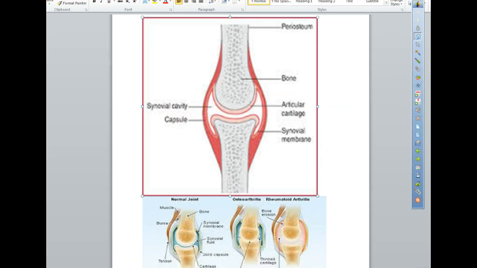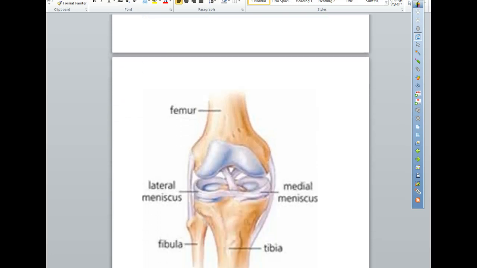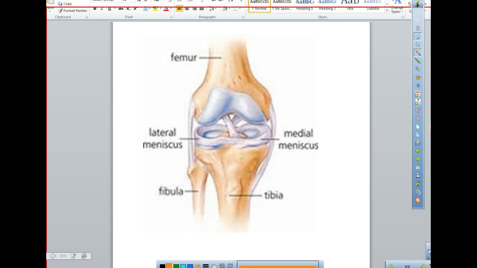Okay, so let me page down. I'm going to come back to osteoarthritis in just a second. I want to go to this area here for a second, because this part is talking about two extra things that we have. Here's the bottom of the femur. This is anterior, so there would be a big kneecap right here. But if you take that away, here are all of the ligaments.